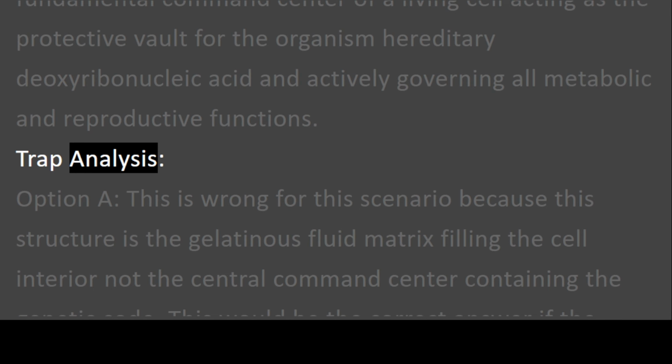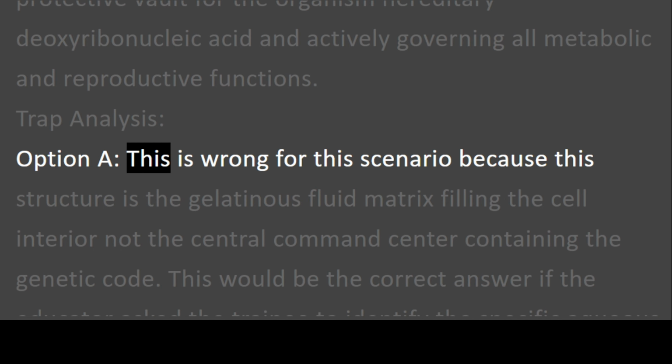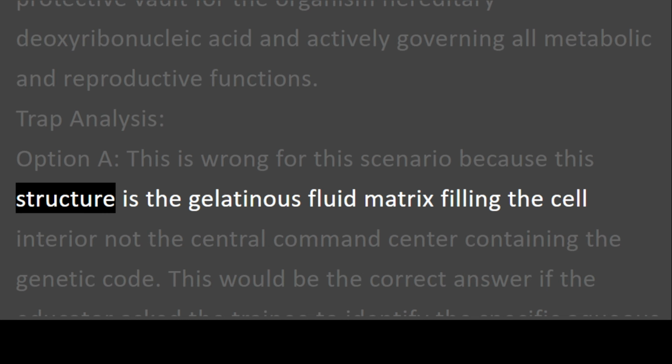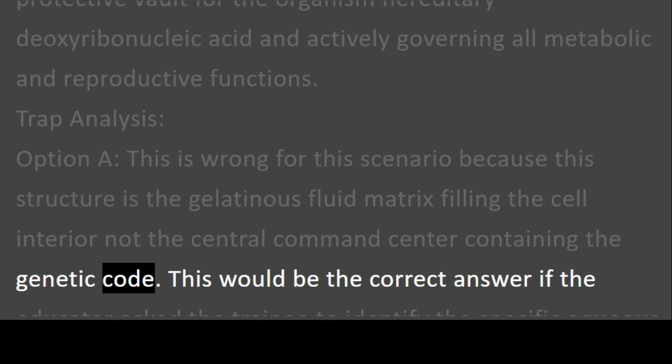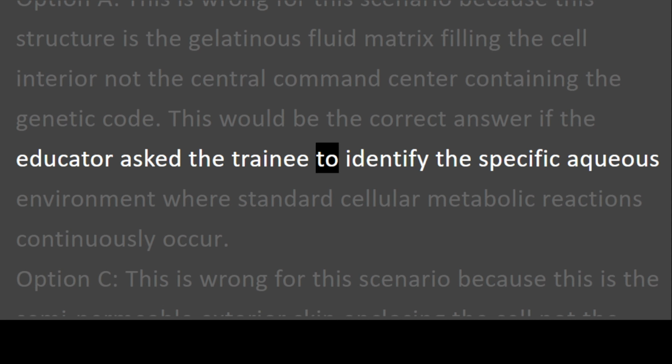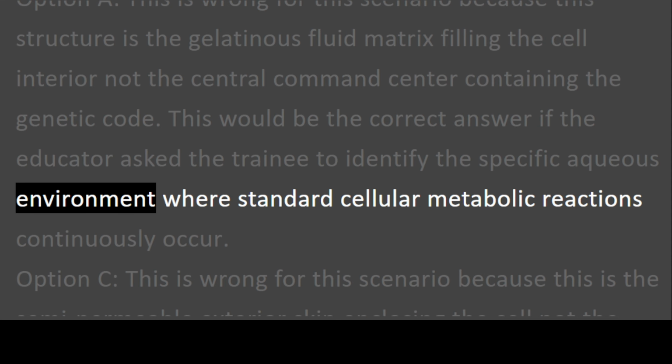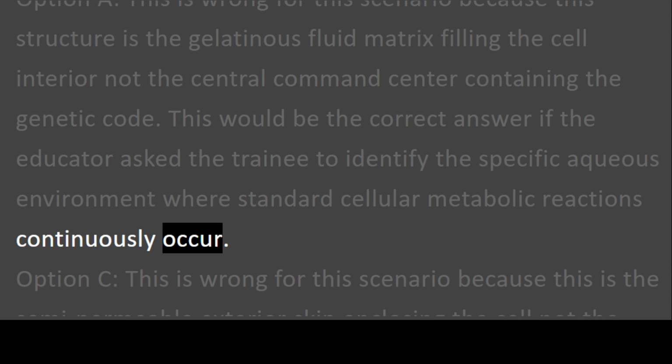Trap analysis. Option A. This is wrong for this scenario because this structure is the gelatinous fluid matrix filling the cell interior, not the central command center containing the genetic code. This would be the correct answer if the educator asked the trainee to identify the specific aqueous environment where standard cellular metabolic reactions continuously occur.